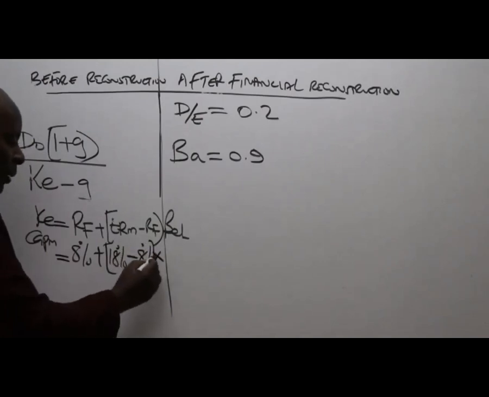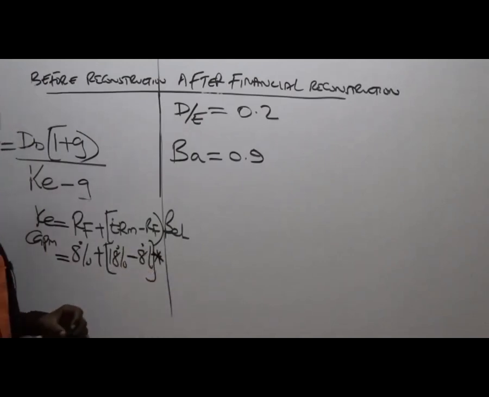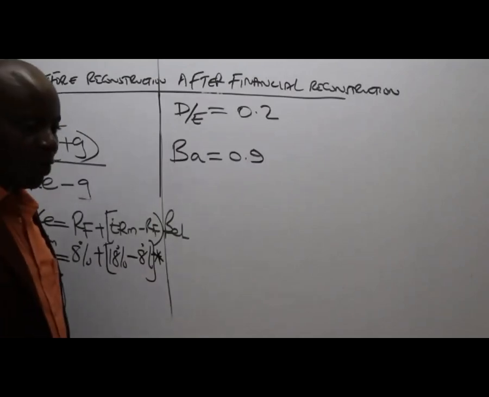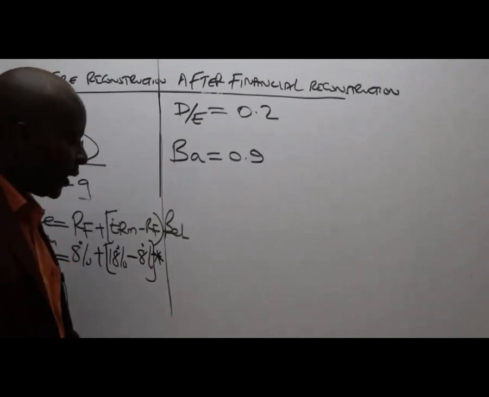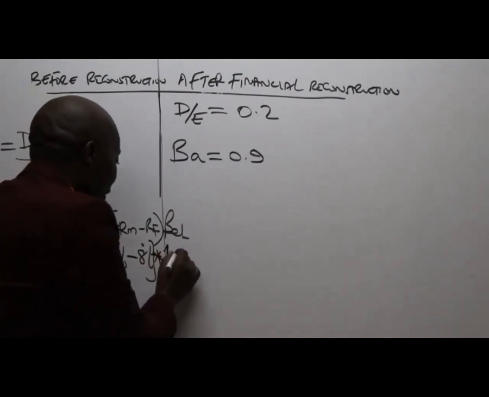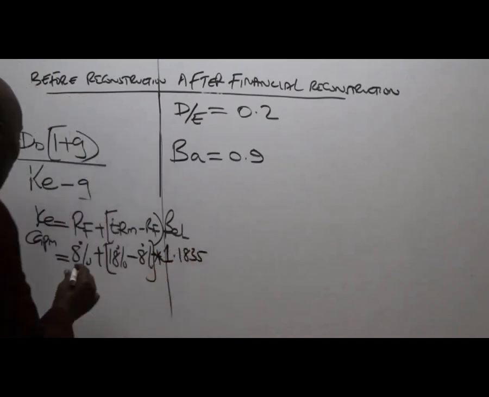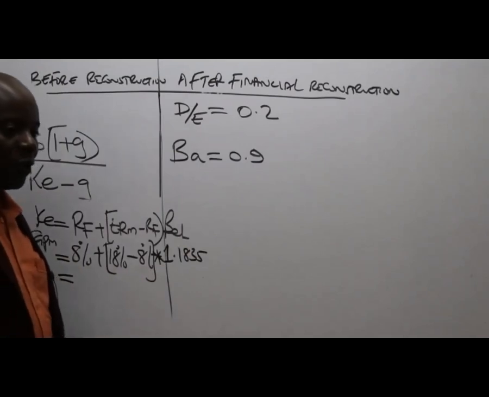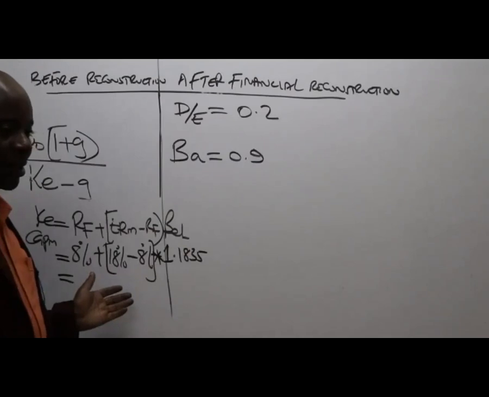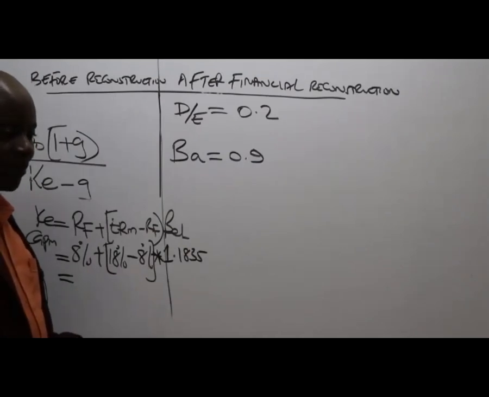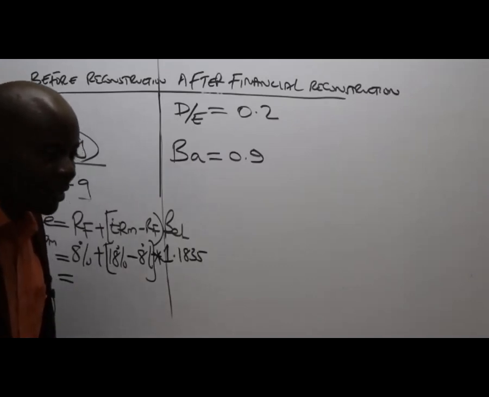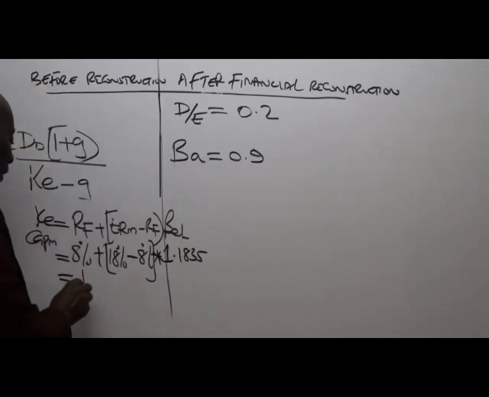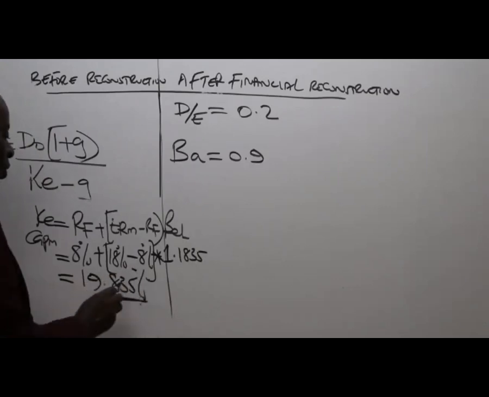How about beta equity of a levered firm? It is 1.1835. So could you kindly give me the cost of equity as per CAPM? They are telling me that this is 19.835%. So this is the cost of equity.